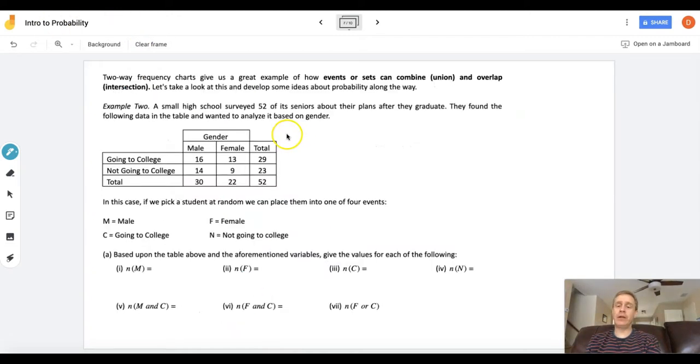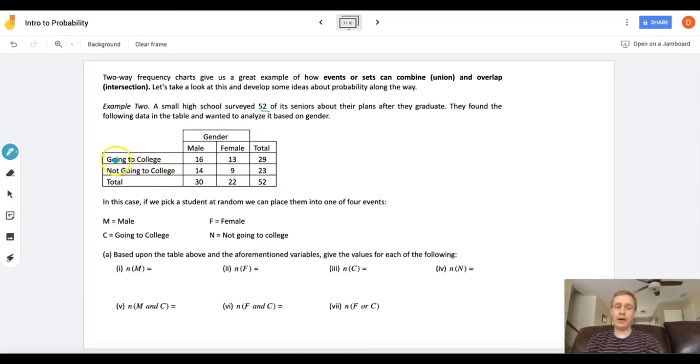Okay, so now let's look at another thing that you see in probability, and that's two-way frequency charts, which I believe you've seen a little bit from Algebra 1. Two-way frequency charts are perhaps another way to view sets and their union as well as their intersection. So here in example 2, we have a small high school that surveyed 52 of its seniors about their plans after they graduate. They found the following data in the table and wanted to analyze it based on gender.